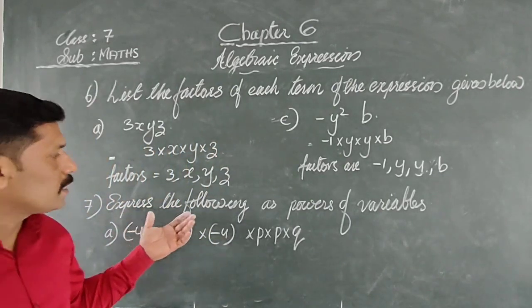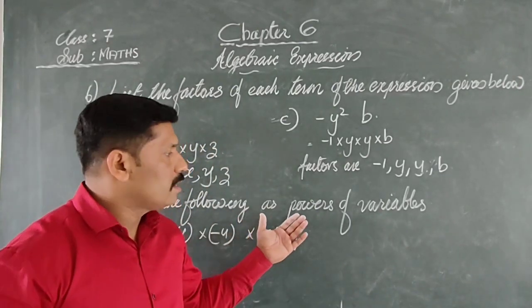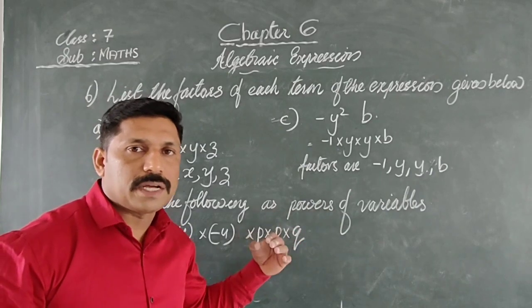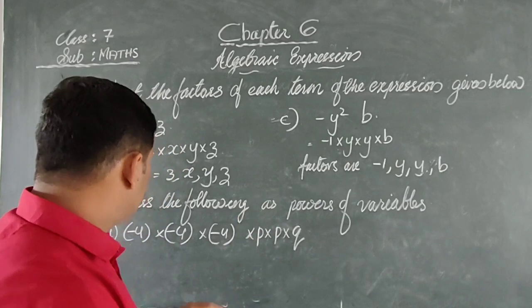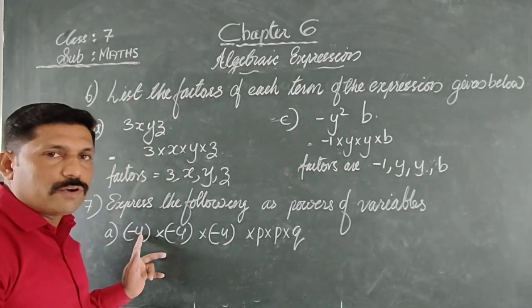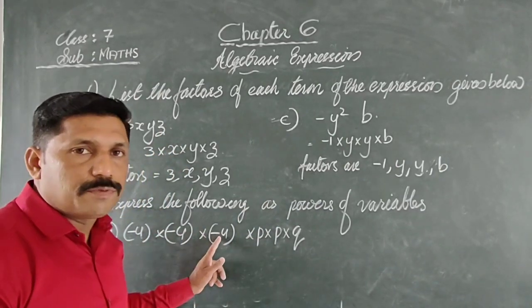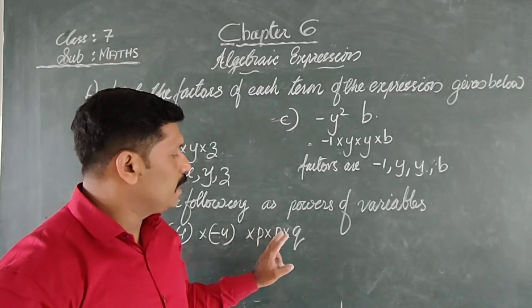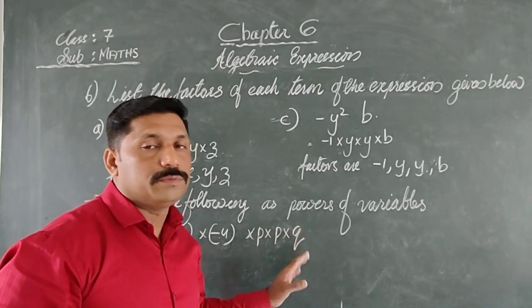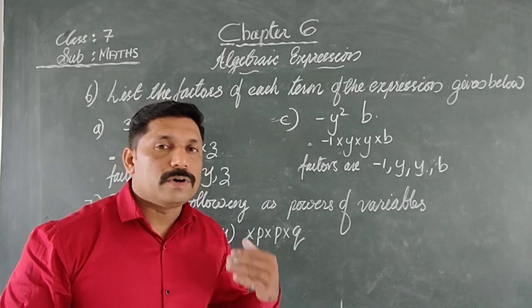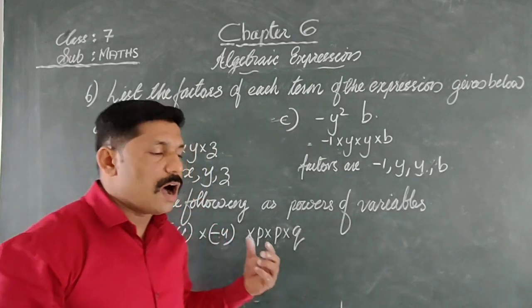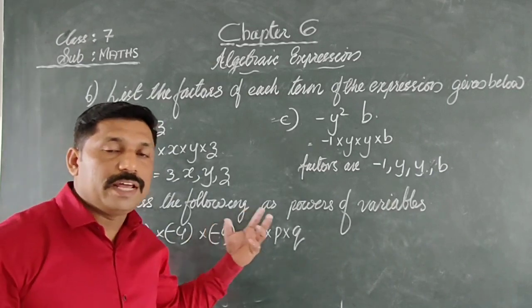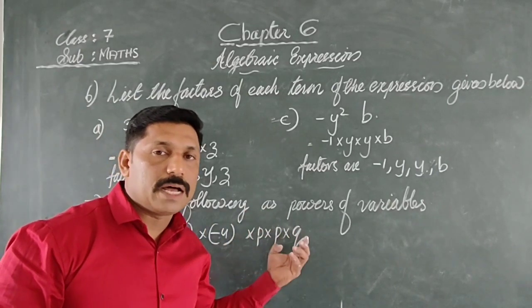Next, express the following as the power of the variable. Here you can see negative 4 into negative 4 into negative 4 into p into p into p into q. Here we have to express powers of the variable. How do we decide the powers? How many times the number or variable is multiplied to itself, that will become the power.